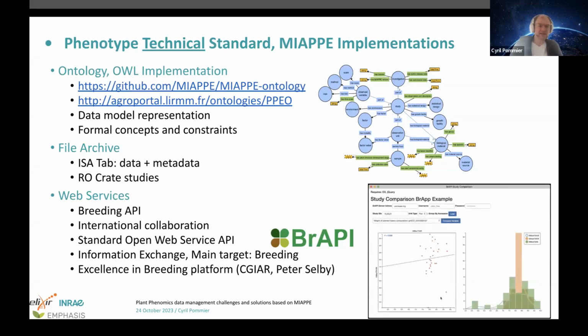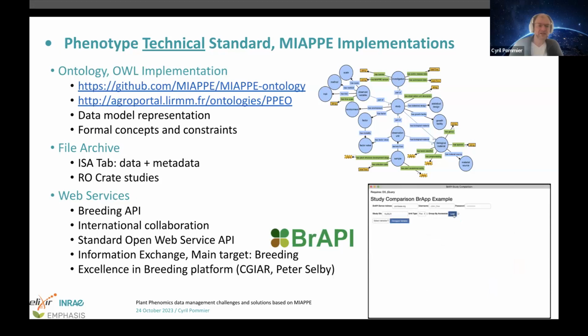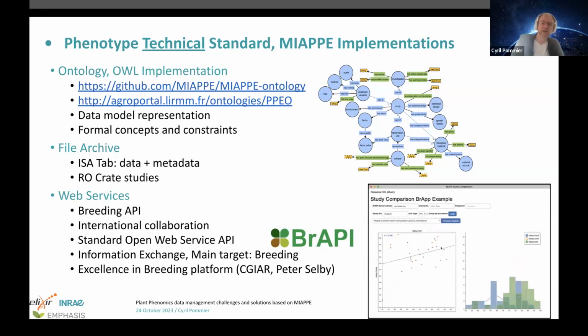So BrAPI is an international collaboration that aims at providing a standard open web service API. The main target is breeding, but it is being more and more successfully used for agronomy. It is funded, among others, by the Excellence in Breeding platform, and especially the CGIAR, through the commissioning of its coordinator, Peter Selby.